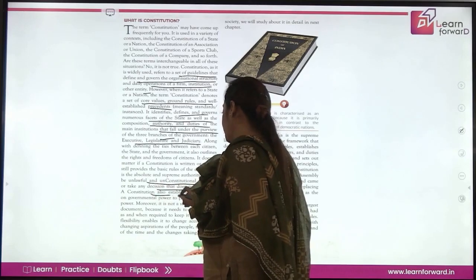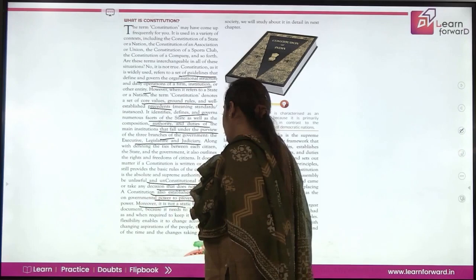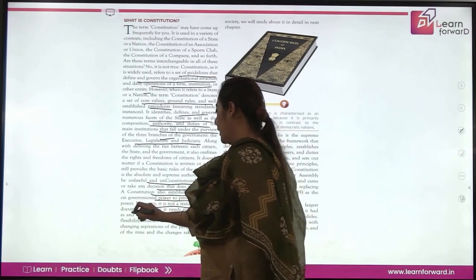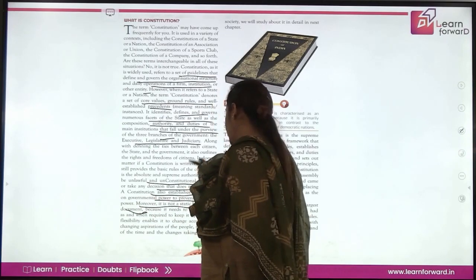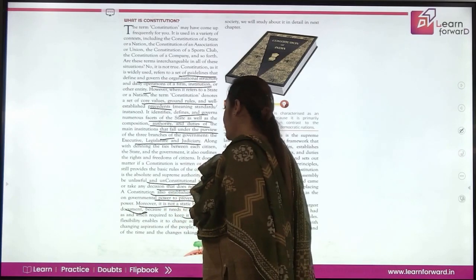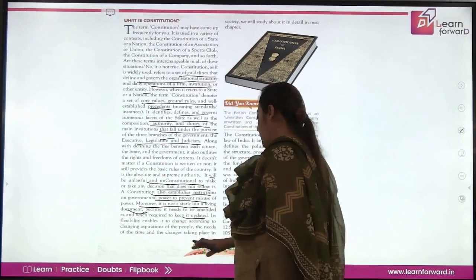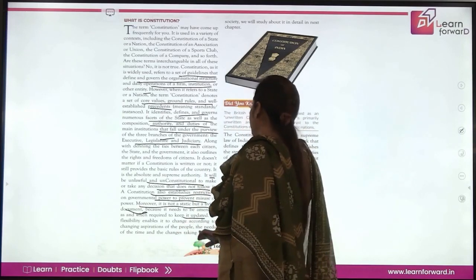Constitution also establishes restrictions on government power to prevent misuse of power. Moreover, it is not static but a living document. It is a living document because it needs to be amended whenever required, and it is updated from time to time. Its flexibility enables us to change according to the changing aspirations of the people, the needs of the time, and the changes taking place in society.